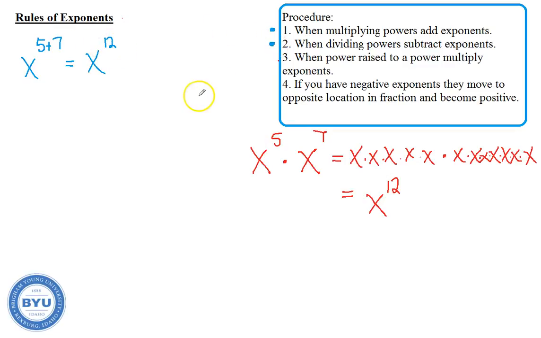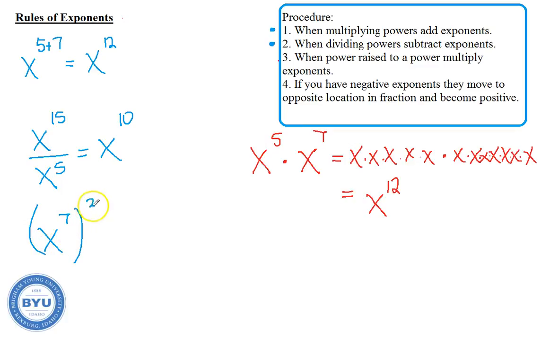Other rules, when dividing powers, if we have x to the 15th divided by x to the 5th, here we're dividing powers. When we divide powers, we need to subtract the exponents. We'd be left with x to the 15 minus 5, which is 10. If you have a power raised to a power, so for example, x to the 7th, and we raise this entire thing to the 3rd power, then we multiply the exponents. We get x to the 21st.